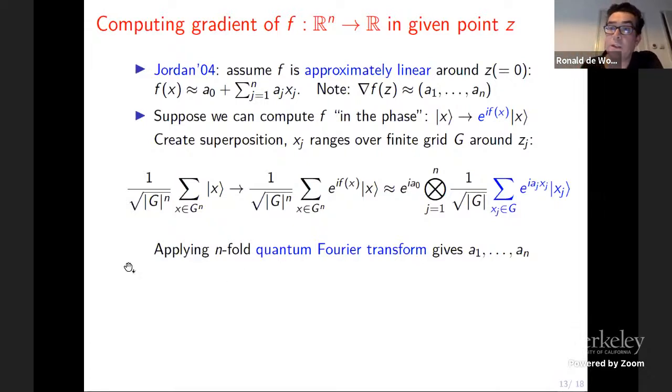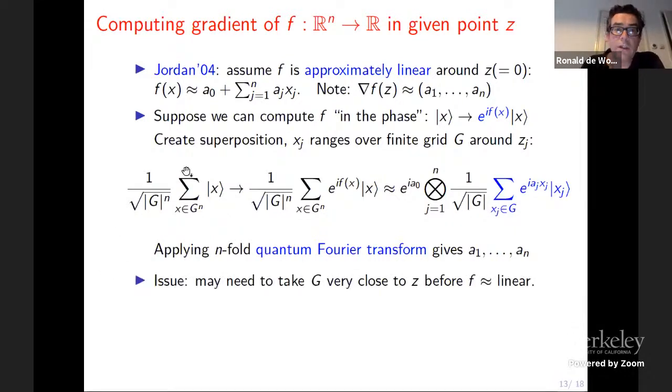This is a very simple trick, and we should notice here that the time complexity is not constant, but the number of calls you make to f is constant. So if you want to compute a gradient of a pretty expensive function, this can actually be a very good thing.